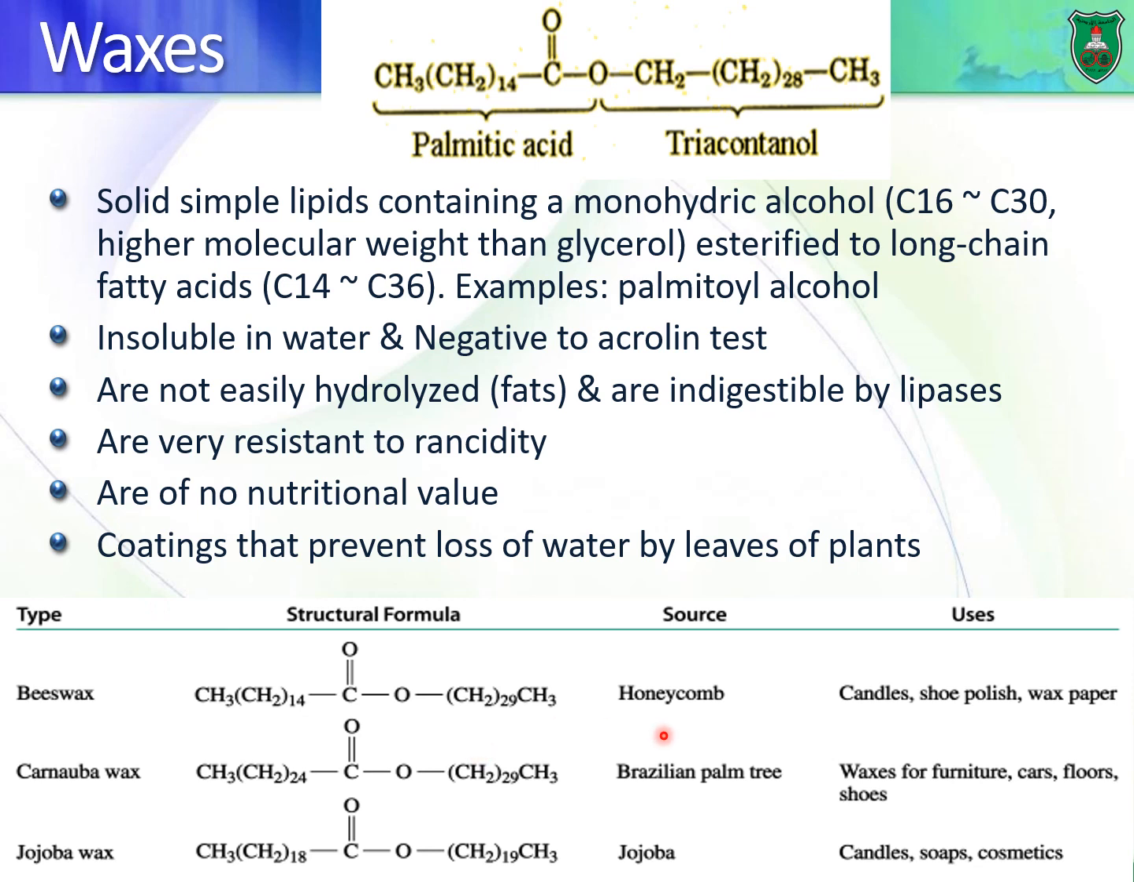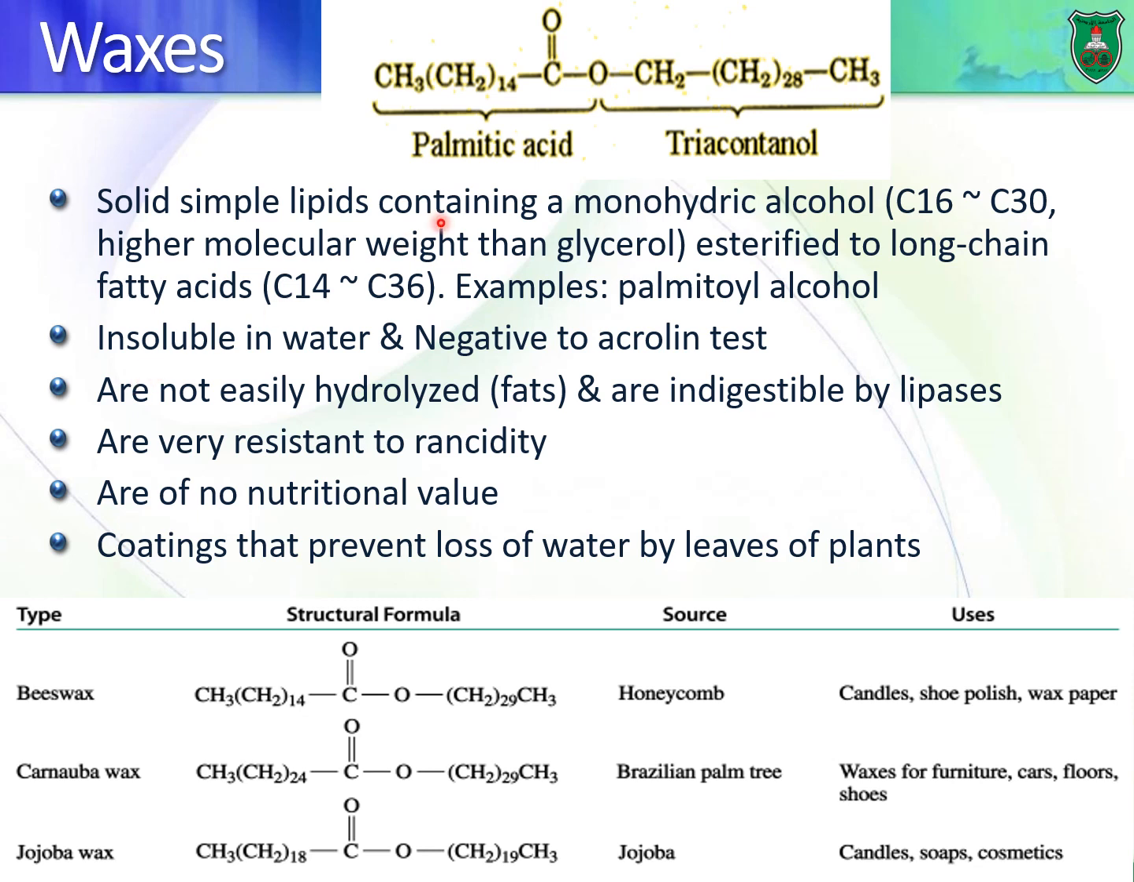Okay, so basically beeswax, the honeycomb, is a type of wax. The wax that we use to make candles, the wax that we use to polish cars and polish furniture and whatever, it's all a wax. That's how they are made.